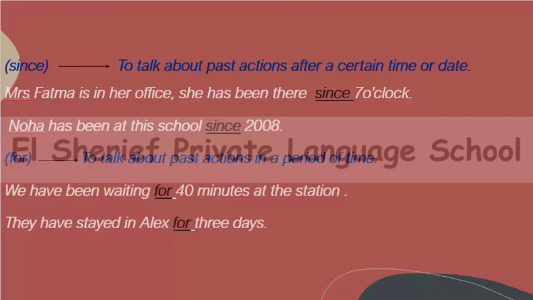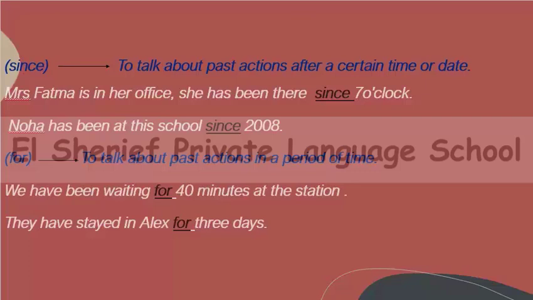Number 2, Noha has been at this school since 2008. This sentence means that Noha went to the school in 2008 and she is in the same school till now. Okay, so I know when this action started or happened. The time of the action.